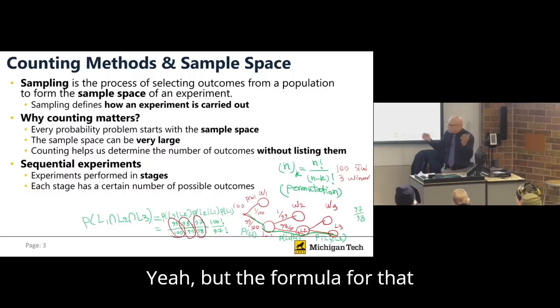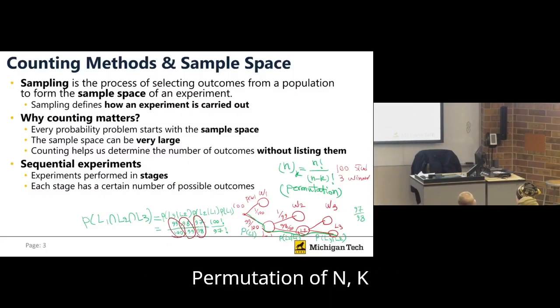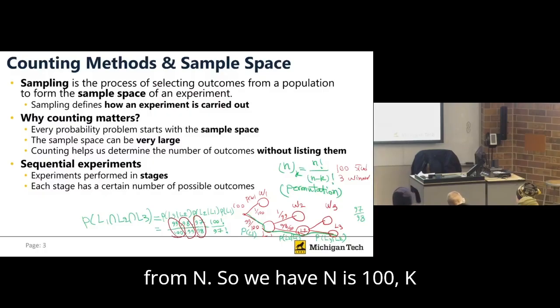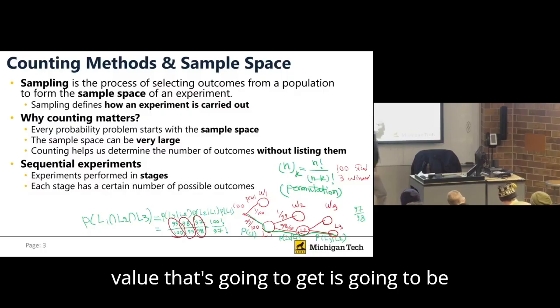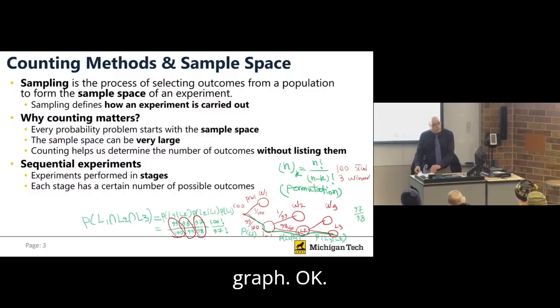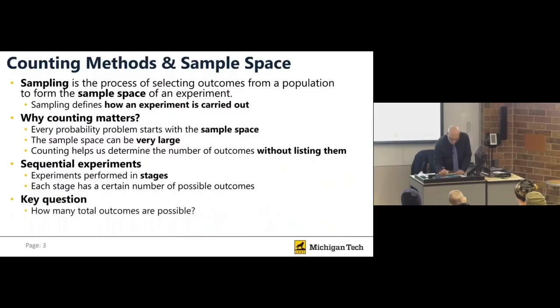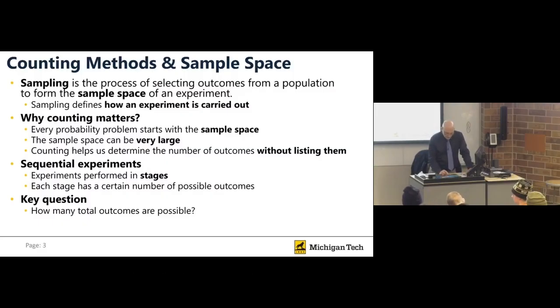But the formula for that is very simple here. Permutation of n, k from n. So we have n is 100, k is 3. If you put that in the formula, the value that you're going to get is this. I just wanted to show how we found these numbers with that graph. Okay, let me clean this up. So in general, how many total outcomes are possible? That's the point that we needed for probability.